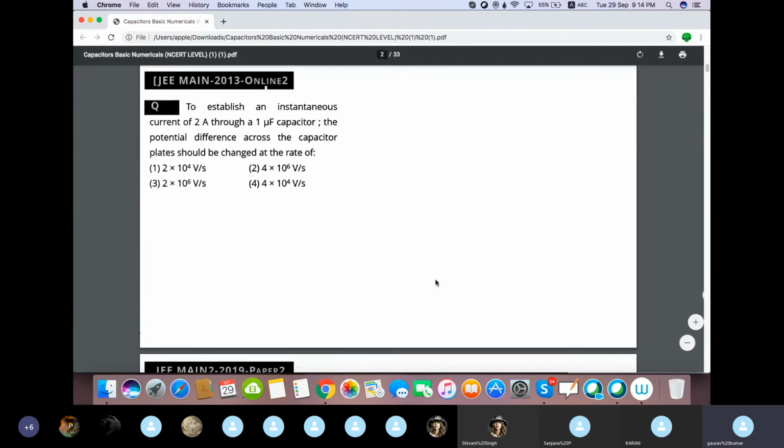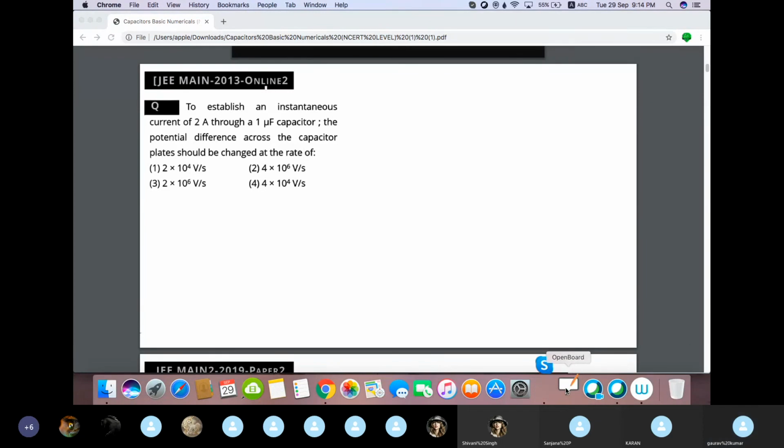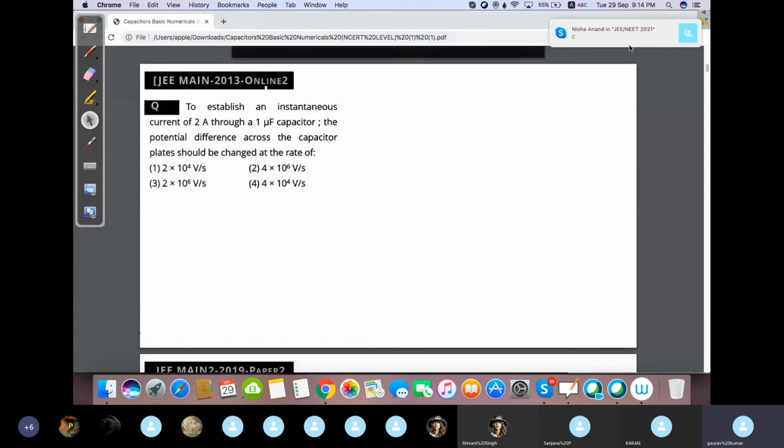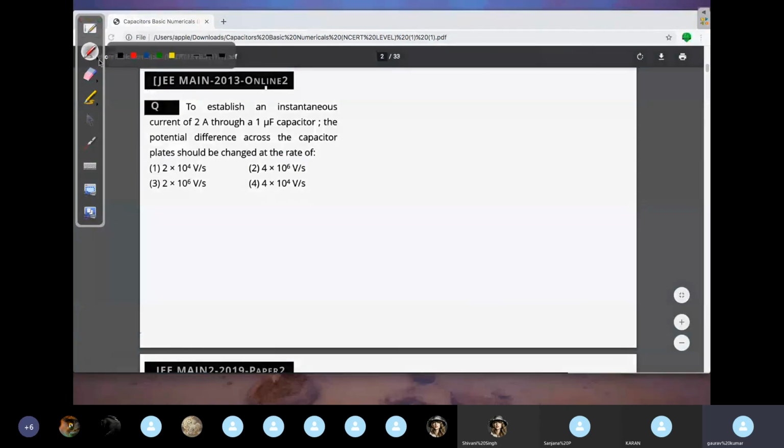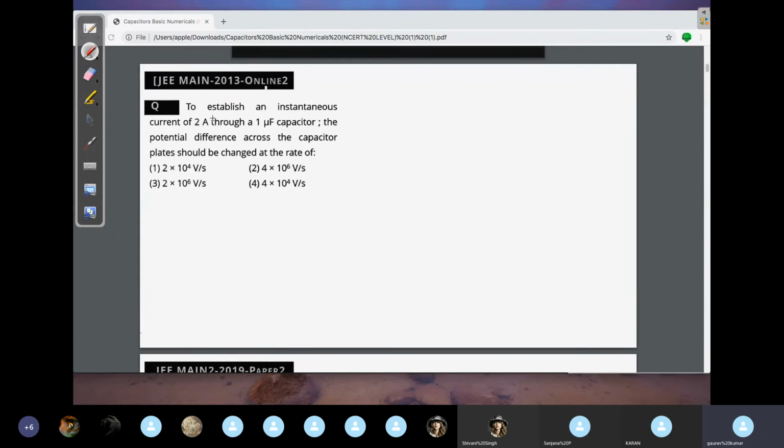Okay. Let's see the solution for this question. The answer is coming as C. See here. Look, how does it work in this? First of all, make a note of whatever data is given to you. I is given as 2 ampere. Then C is given as 1 microfarad, which means 1 into 10 to the power of minus 6 farad. This information is given to you.